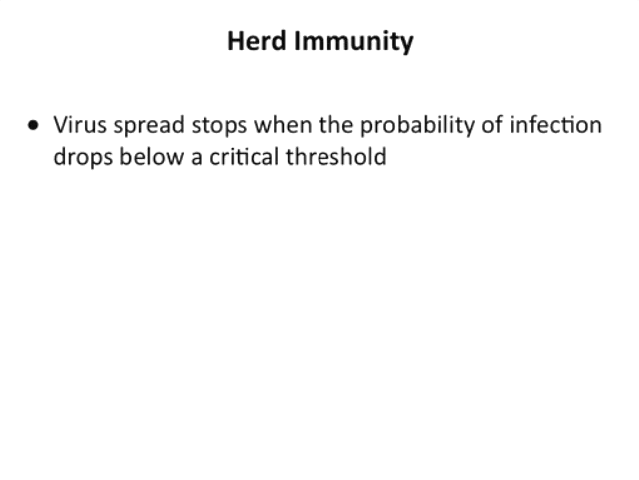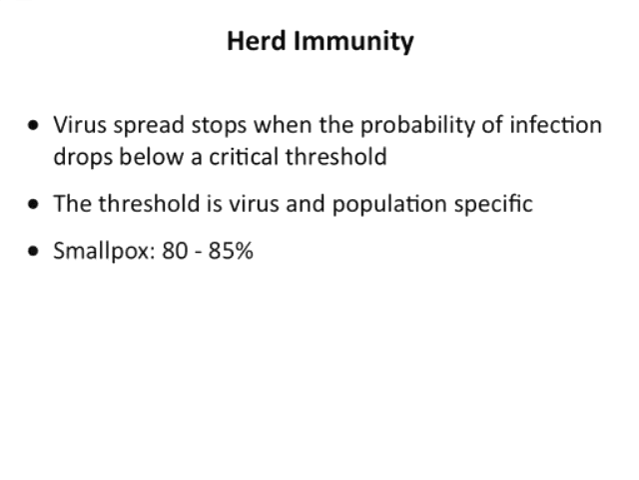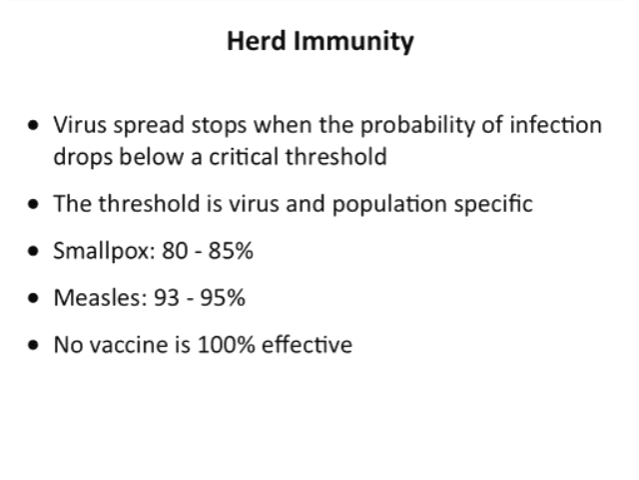Again, the virus spread stops when the probability drops as a result of immunity. And this is virus and population specific. So smallpox, you need about 80 to 85% of the population immune to stop virus spread. But for measles, it's higher. It's a more infectious virus, more easily transmitted. You need 93 to 95% of the population immune as a result of vaccination. Now, the problem with these numbers is that no vaccine is 100% effective.